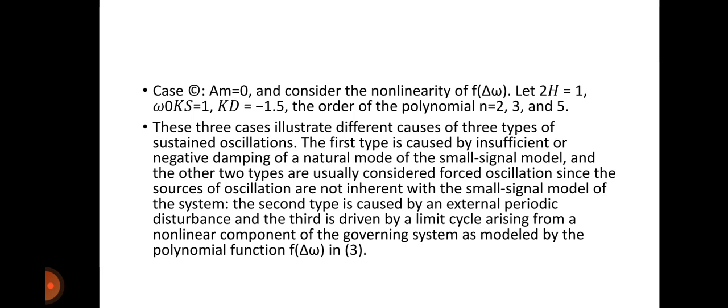The first type is caused by insufficient or negative damping of a natural mode of the small signal model. The other two types are usually considered forced oscillation, since the source of oscillations is not inherent in the small signal model of the system. The second type is caused by an external periodic disturbance, and the third is driven by a limit cycle arising from a nonlinear component of the governing system as modeled by the polynomial function F(delta omega).